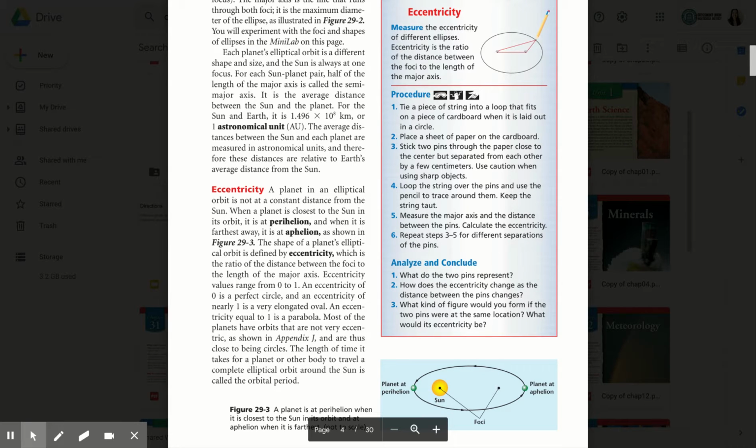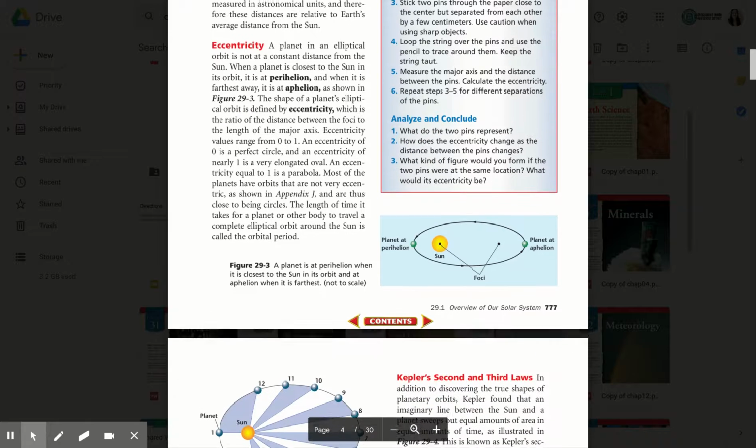For each sun-planet pair, half of the length of the major axis is called the semi-major axis. It is the average distance between the sun and the planet. For the sun and the Earth, it is 1.496 times 10^8 kilometers, or 1 astronomical unit. The average distances between the sun and each planet are measured in astronomical units, and therefore these distances are relative to Earth's average distance from the sun.